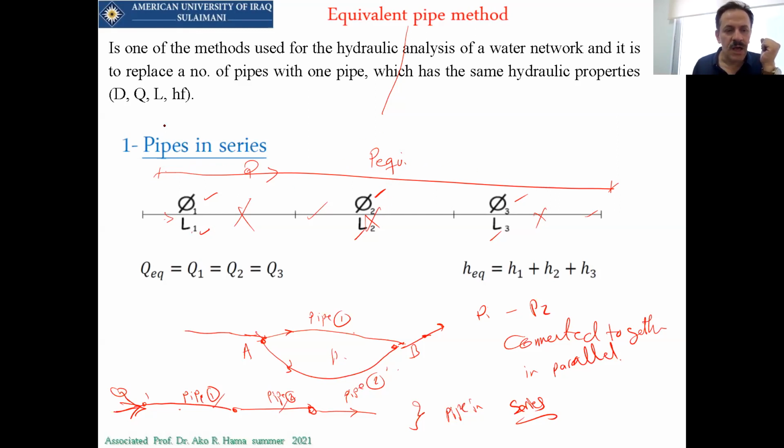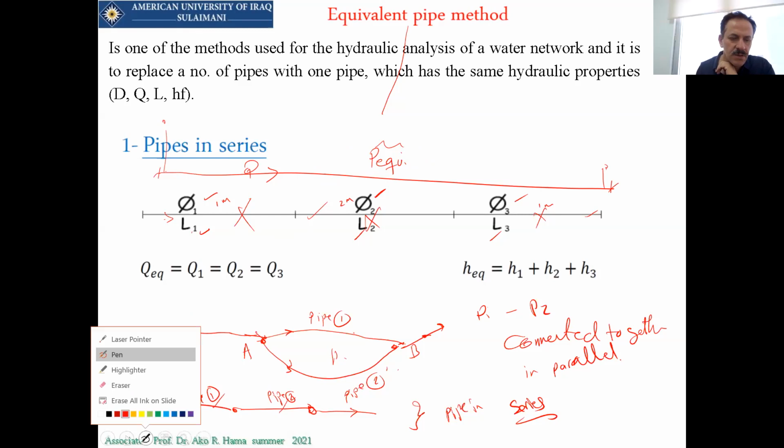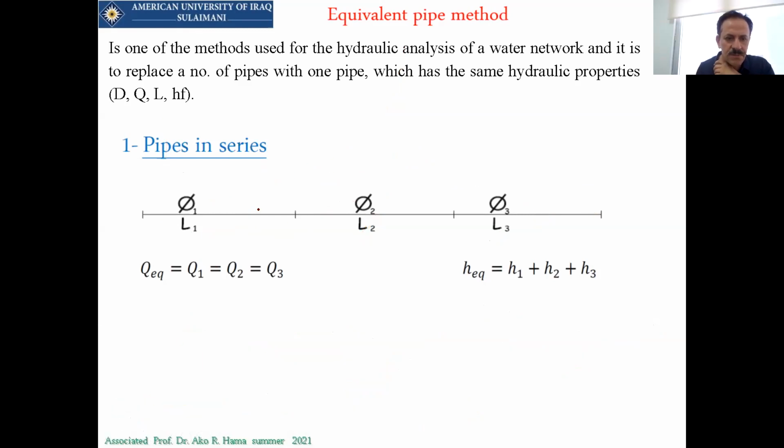This pipe should have a head loss equal to the head loss of the same three pipes together. So if I have 1 meter head loss here, 2 meter head loss here, 1 meter head loss here, and the total head loss of all three pipes comes to 4, the new equivalent pipe should be capable of holding the same flow with the same head losses as the three pipes. This is the method that we are using in the parallel pipe equivalent method. Is that clear?